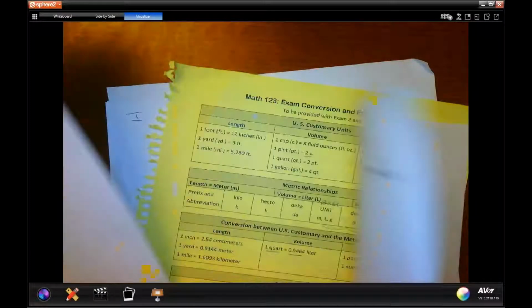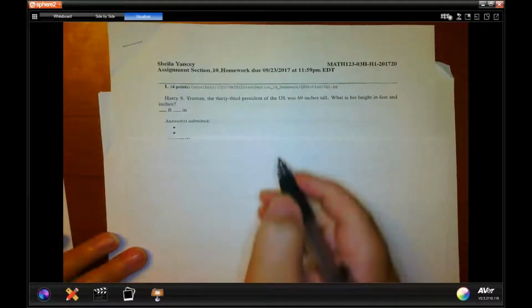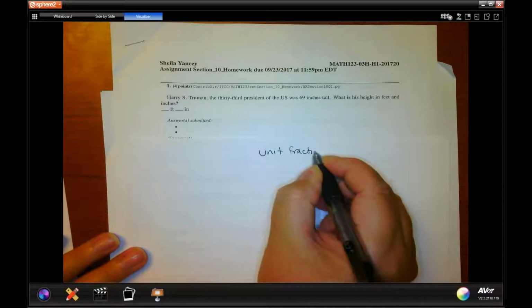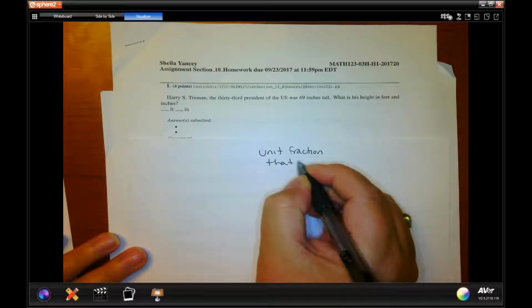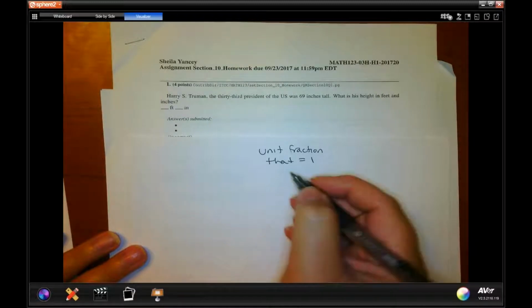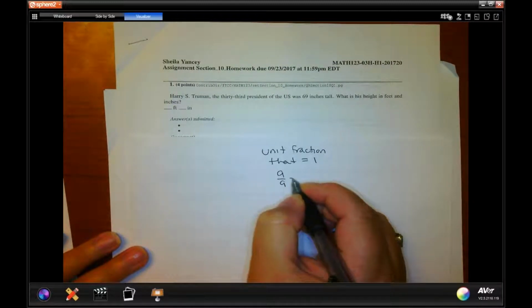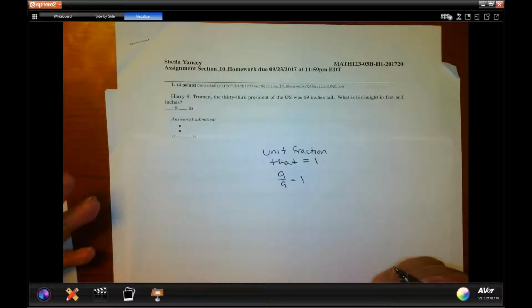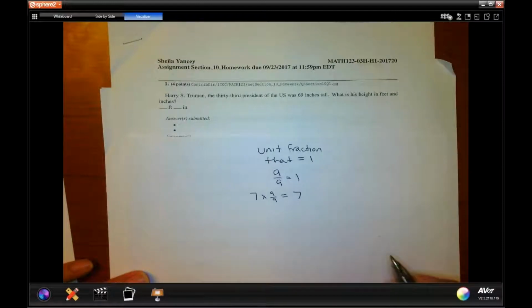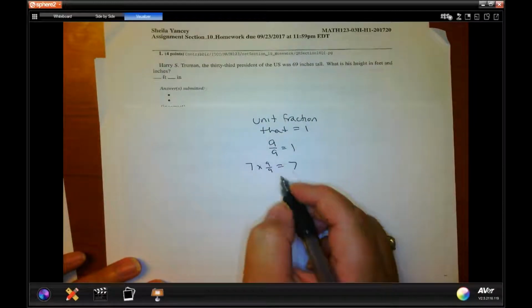All right. So let's look at doing some unit conversions on number 10. What a unit conversion is, we're taking a unit fraction, which means a fraction that equals 1. So we can change the units, but not the value. We know that something like 9 over 9 equals 1. So if we multiply something by 9 over 9, it's still going to equal the same thing, right? So we have a unit fraction.